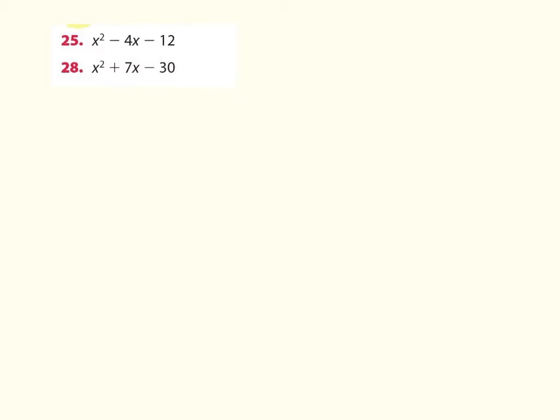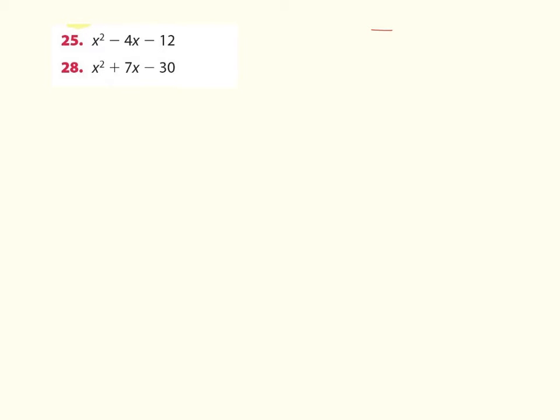Okay, so I'm going to try to factorize these quadratic equations. Our first one is x squared minus 4x minus 12, and the second one is x squared plus 7x minus 30. For the likes of these, where the coefficient of x squared is always a 1, what we do is look at our last number and try to find the factors of it.